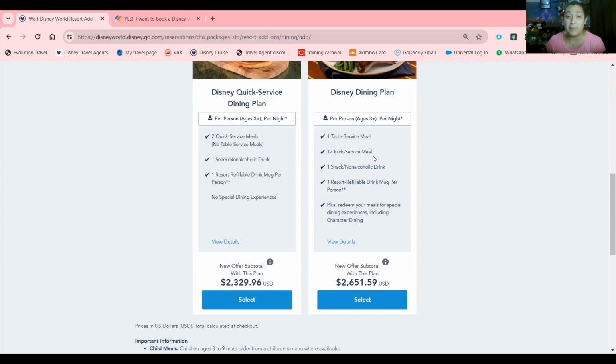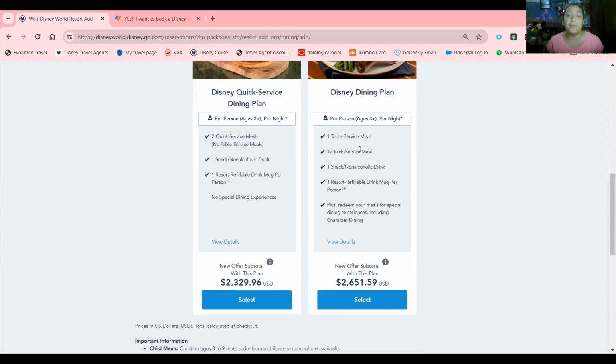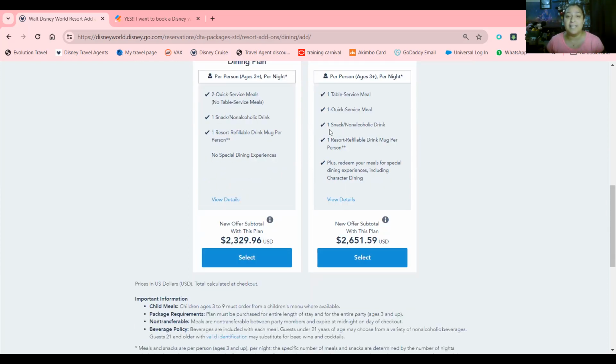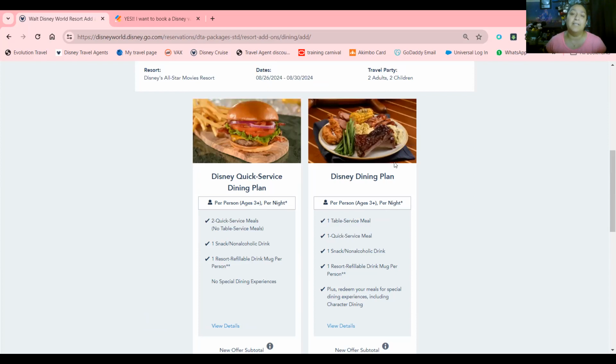You get 1 quick service meal, meaning that let's just say you do the dining at lunchtime, and then later on, around 5 or 6 o'clock, you're hungry and you want a little snack, a burger or something. That's where you are able to utilize it. You get, again, the same thing, 1 snack, 1 refillable mug, plus that special dining experience included. So I personally think this one would be better if your client wants to interact more with characters or see characters that they were not able to see.